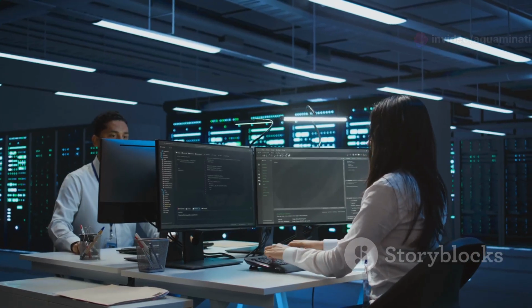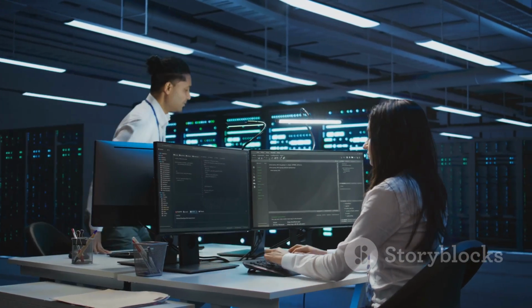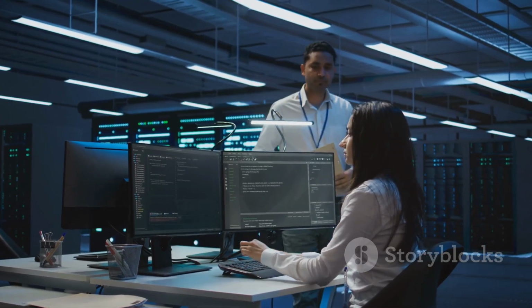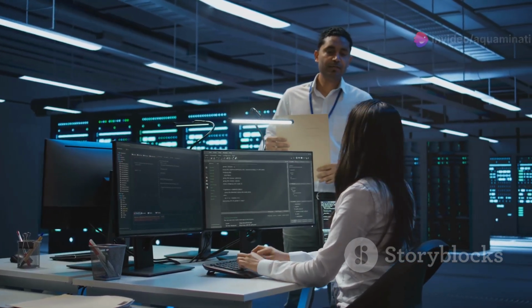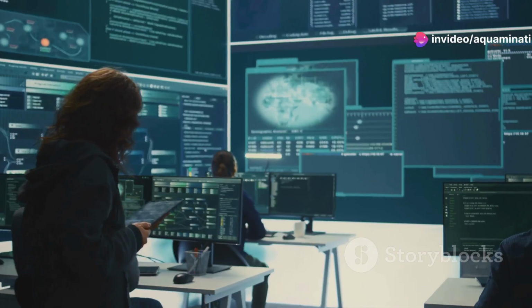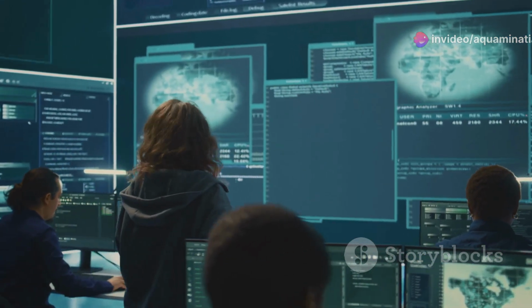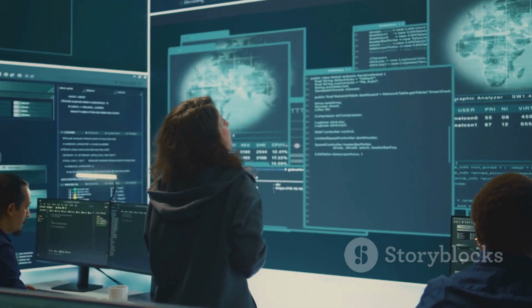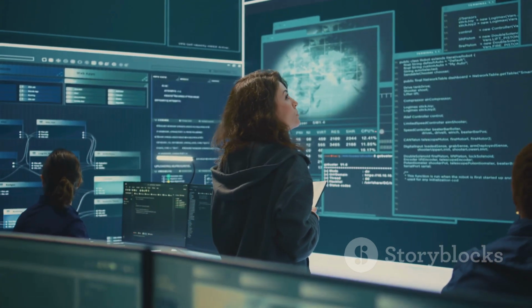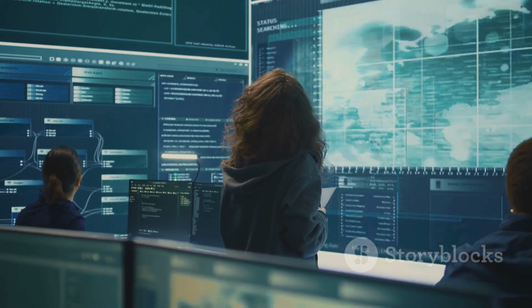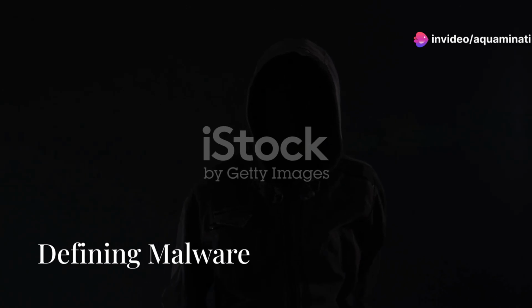That's where malware analysis comes into play, a crucial process that allows security researchers to dissect and understand the inner workings of these digital threats. By delving into the intricate code and behavior of malware, analysts can develop effective countermeasures, mitigate potential damage, and protect our increasingly interconnected world from the ever-evolving threat landscape.